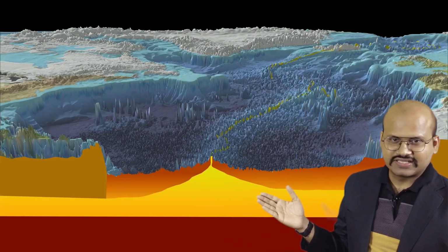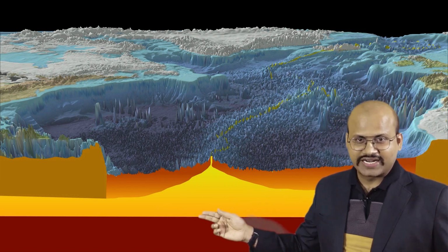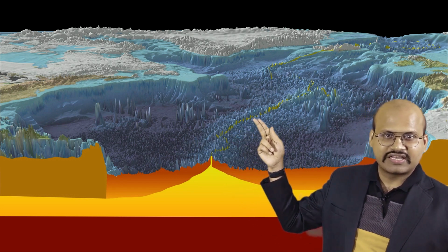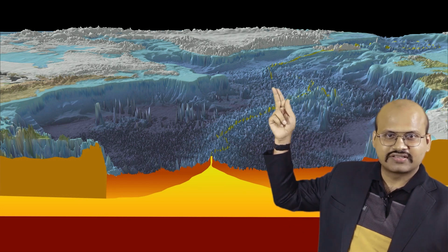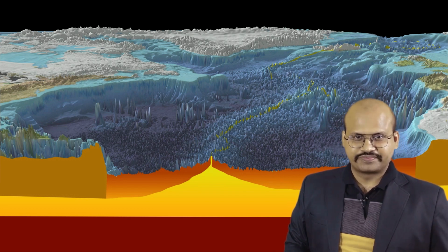So here we can see that this is our asthenosphere. The magma rises from here and reaches the surface through this rift valley. We can see that this rift valley exists all along this mid-oceanic ridge. So the magma comes up here, solidifies and forms new seafloor.